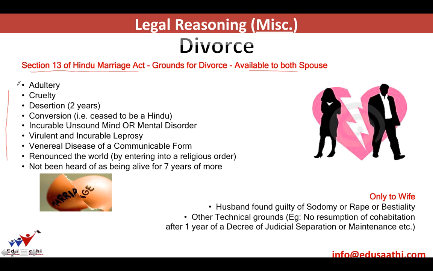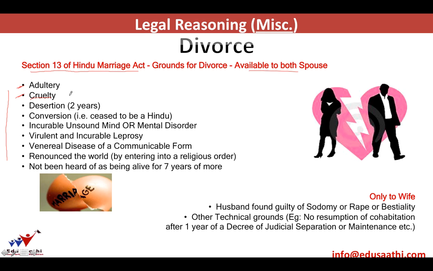First is adultery, when you enter into any kind of intimate relationship with any other person other than your spouse, that is adultery. Cruelty is when you are being cruel, either physically or in a mentally harassing way. In those cases, it can be a ground for divorce.